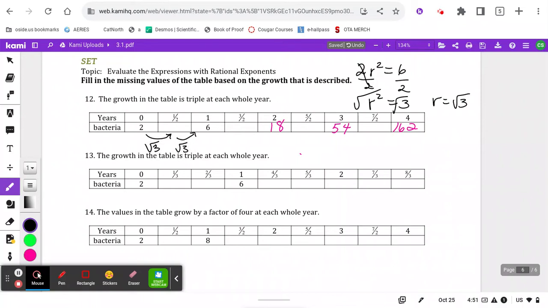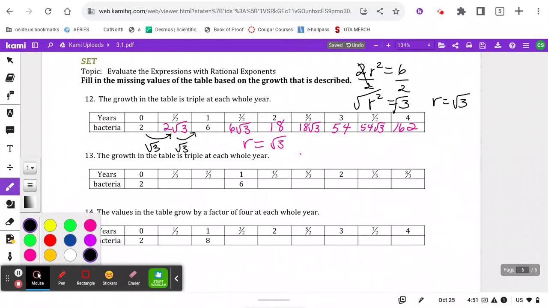Notice it's half of the 3 jump. It's root 3. It's not 3/2. It's root 3. So 2 times root 3 gives me 2 root 3. 6 times root 3 gives me 6 root 3, and so on and so forth. So in this first one, my multiplier is root 3. Okay, let's go do the big jumps and then try the in-betweeners on this next one.